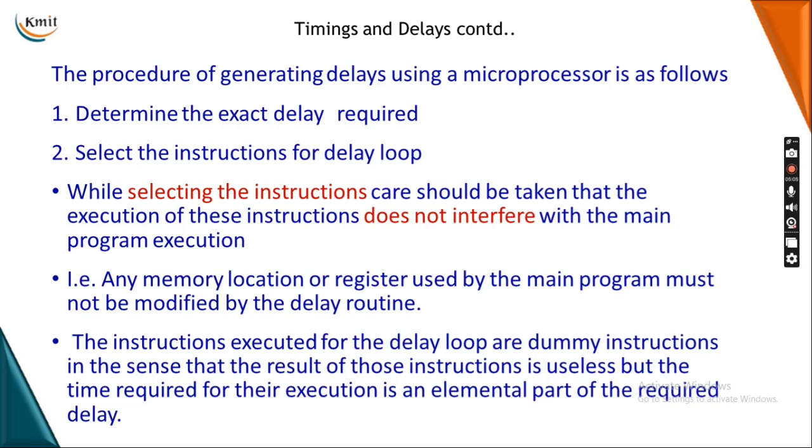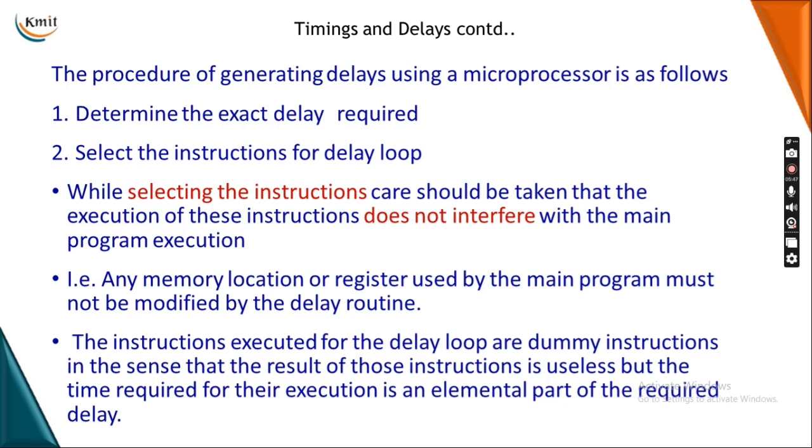The instructions executed for the delay loop are dummy instructions in the sense that the result of those instructions is useless. But the time required for their execution is an elemental part of the required delay. Getting the point here? So the delay loop consists of some dummy instructions whose results are useless, but the time required for that execution is an elemental part of the required delay.